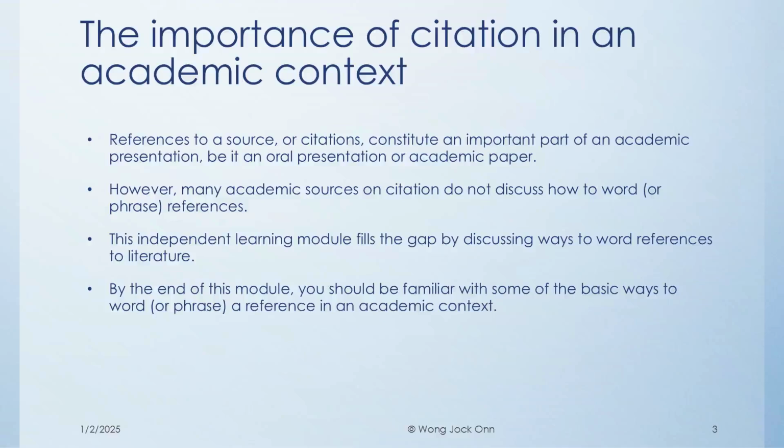The importance of citation in an academic context. References to a source, or citations, constitute an important part of an academic presentation, be it an oral presentation or academic paper. Despite the importance, many academic sources on citation do not discuss how to word or phrase references. This independent learning module fills the gap by discussing ways to word references to literature. By the end of this module, you should be familiar with some of the basic ways to word a reference in an academic context.